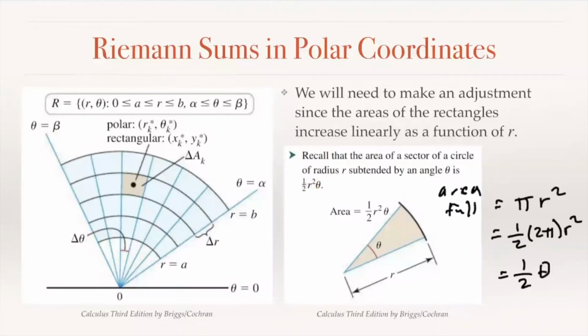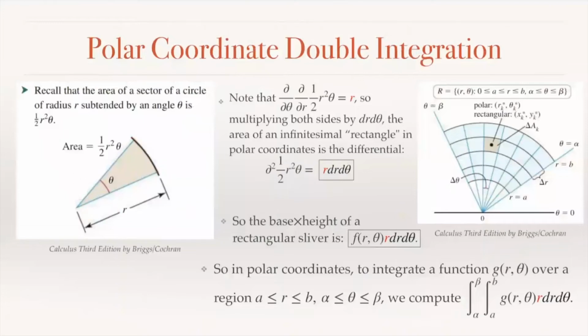And that's 1/2 times theta times r squared for any theta that's less than 2 pi. Okay, now what we're going to do to find this little area of the base of our rectangular solid in the Riemann sum is take the differential. So that'd be ∂/∂θ of ∂/∂r of 1/2 r squared theta. And if you compute that, ∂/∂r is r theta, and ∂/∂θ of that is just r. So then multiplying both sides by our dθ dr and expressing it as dr dθ, we have that the little base there is r dθ dr.